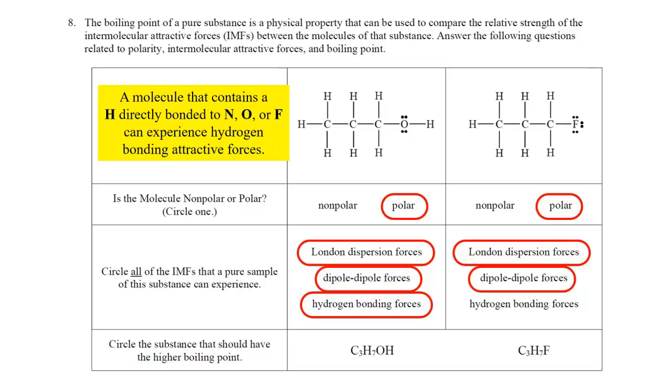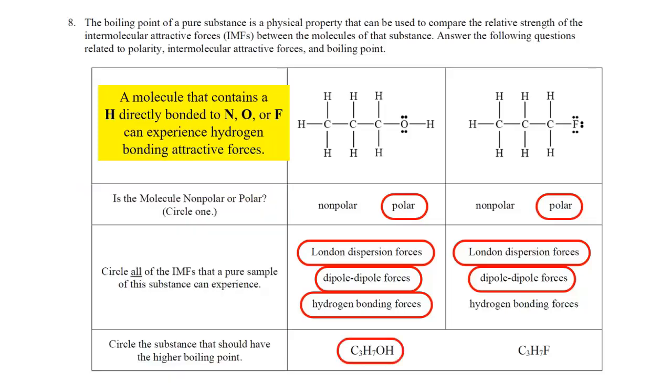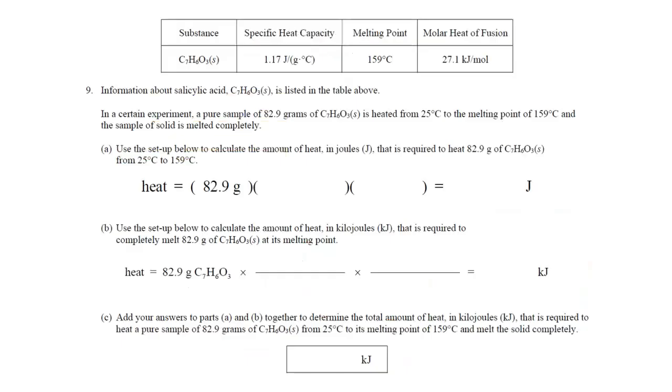Now, how do we decide which substance should have the higher boiling point? Well, since C3H7OH can experience all three, that combination of London dispersion forces, dipole-dipole forces, and hydrogen bonding attractive forces, we would predict that there should be stronger attractive forces between the molecules for C3H7OH. So that should have the higher boiling point. All right, well, that is the answer to question 8. Now, as we move on to question 9, it's going to involve calculations with heat. So let's go ahead and take a look at question 9.